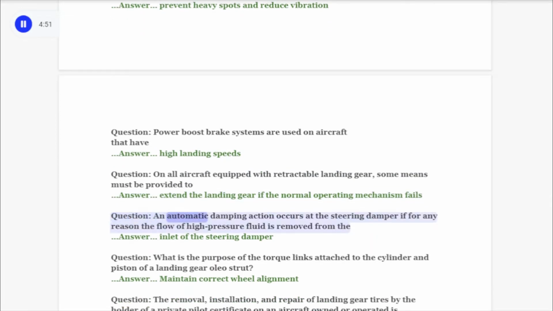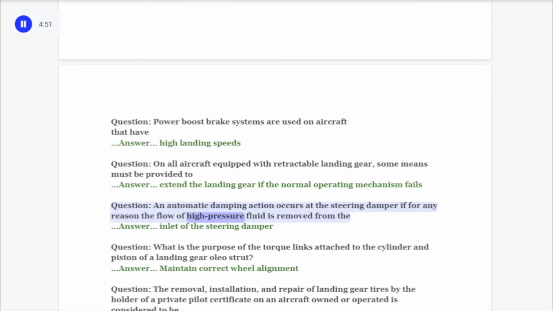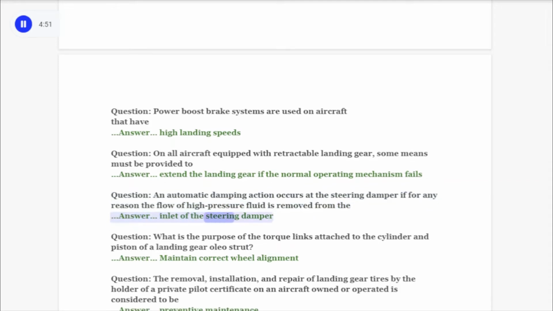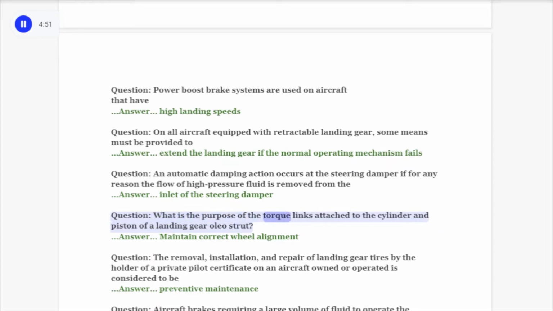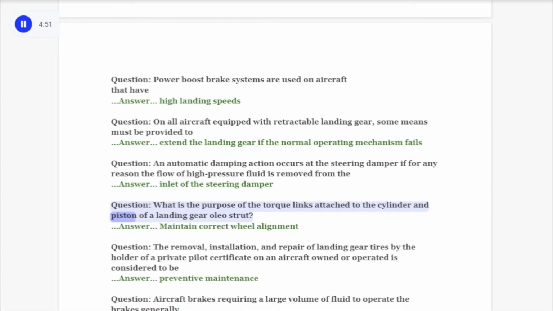Question: an automatic damping action occurs at the steering damper if for any reason the flow of high pressure fluid is removed from the. Answer: inlet of the steering damper. Question: what is the purpose of the torque links attached to the cylinder and piston of a landing gear oleo strut?